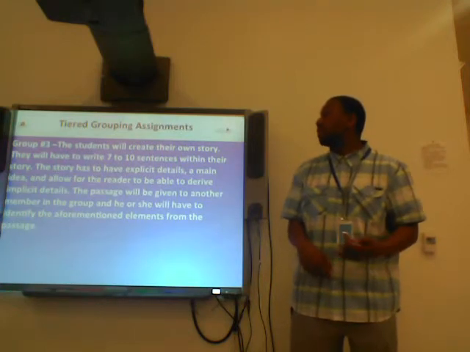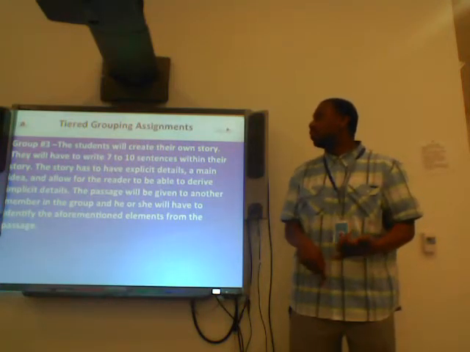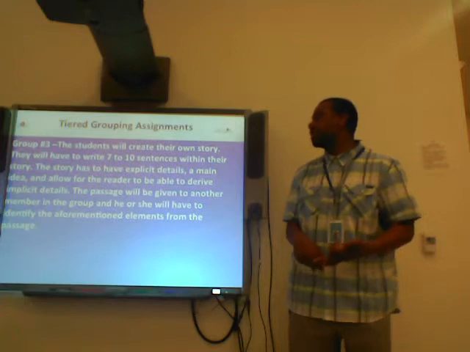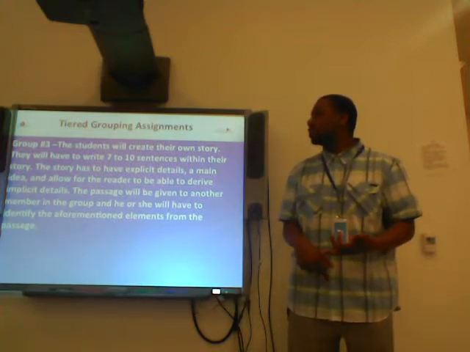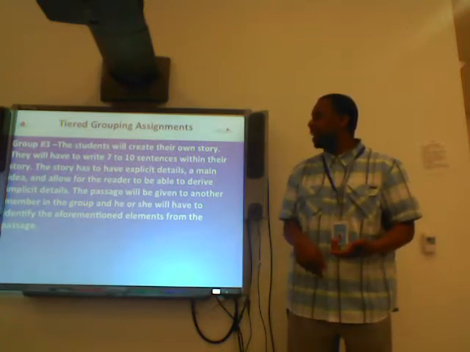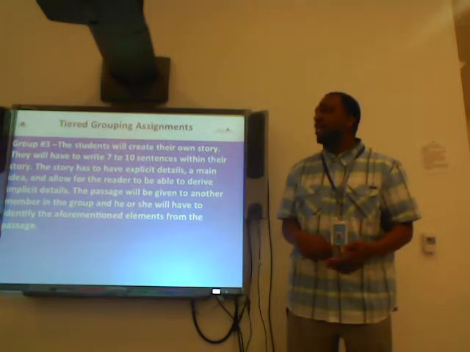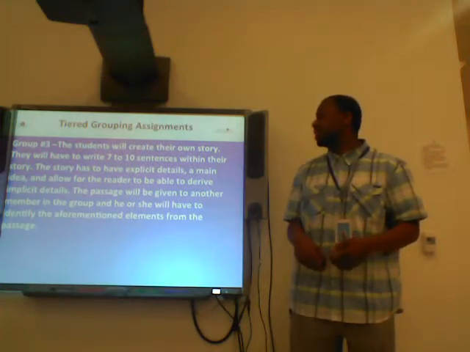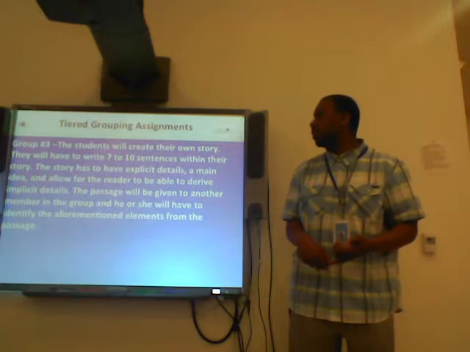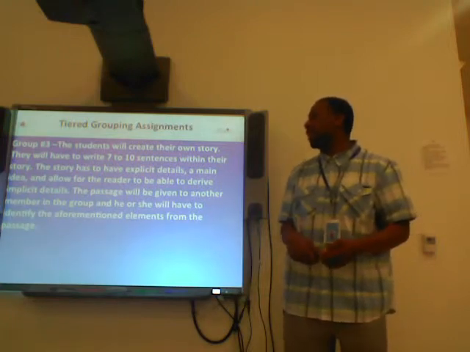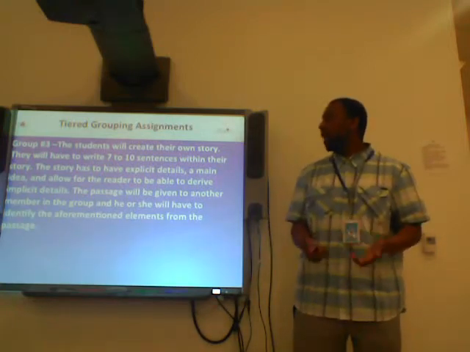And then the last group, group number 3, the students will create their own story. They will have to write 7 to 10 sentences within their story. The story has to have explicit details, a main idea, and then the reader needs to be able to identify the implicit details. The passage will be given to another member of the group, and he or she has to identify those elements within the passage.